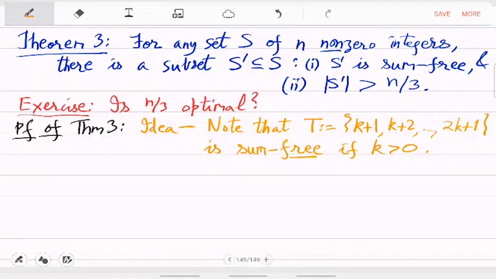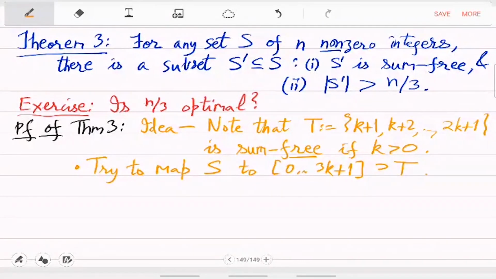So why not identify S with this T as much as possible? Why not construct a map? So that is what we will try to do. So try to map S to 0 to 3k plus 1, which contains T as a subset. So let us try to map S to this range of size 3k plus 2.